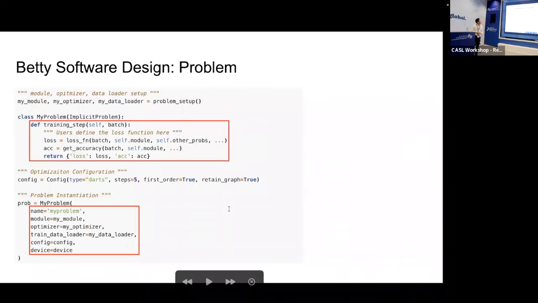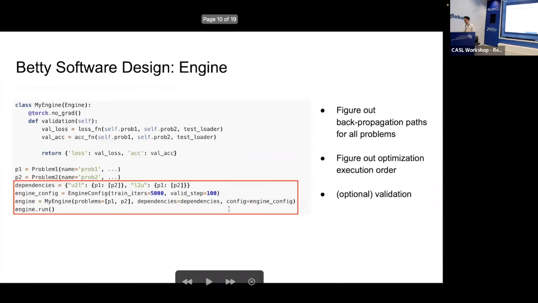So here are some examples of our code. There are two major components in Betty. The first one is the problem class, and the second one is the engine class. In the problem class, we define each level's optimization problem. How do we do that? It's very similar to PyTorch Lightning. We define the loss function, and we provide the module, optimizer, and data loader, and that's it. That's how we define the optimization problem for each level. It's very similar to PyTorch Lightning, so I guess most people won't have any problems learning this kind of framework.